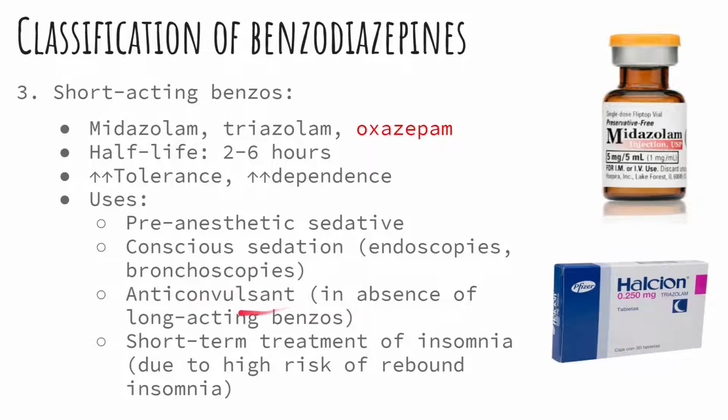They're also used as anticonvulsants, but only in the absence of long-acting benzos. Because we saw that in the treatment of status epilepticus, the drug of choice was long-acting benzos. When there is a complete absence of long-acting benzos, then we move to the short-acting benzos. We only use them in the absence of long-acting benzos.